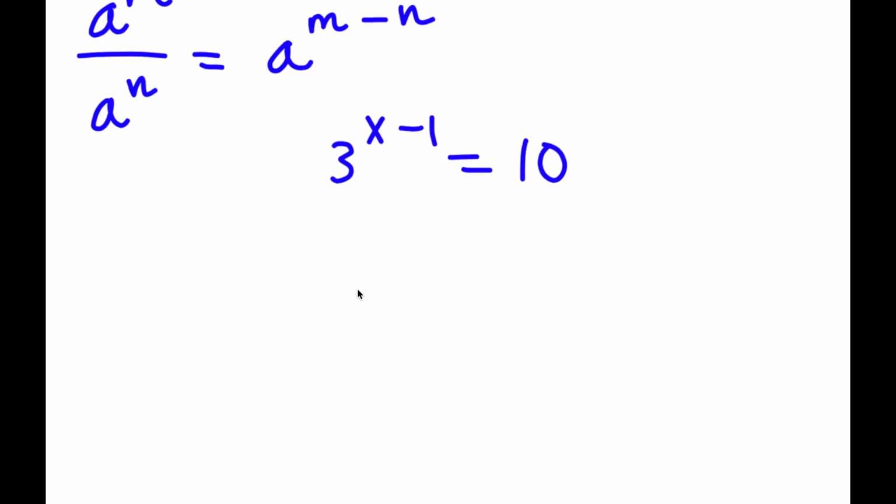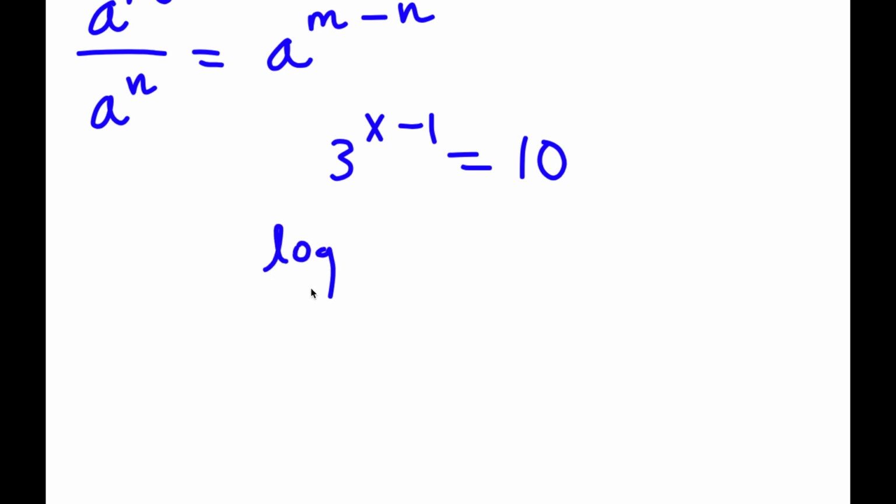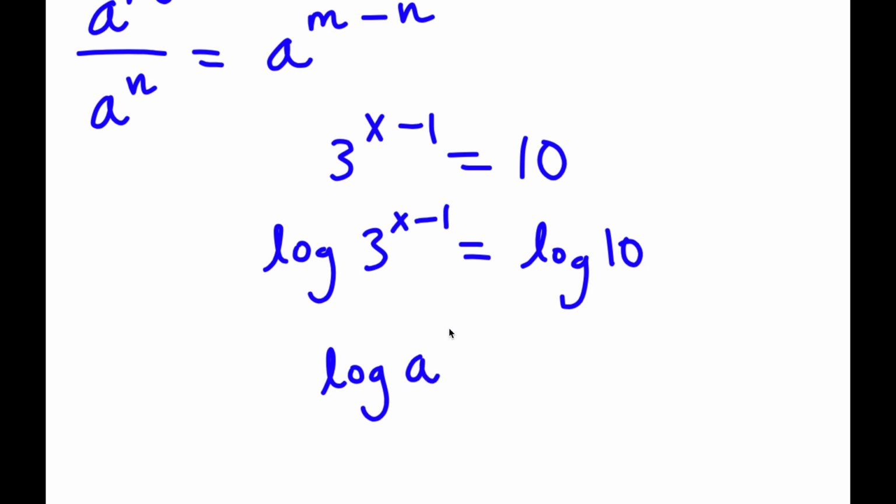So now to solve this, I'm going to take the log on both sides. So now I have log 3 to the power of x minus 1 is equal to log 10. Now an important property of logarithms is that if I have something in the form log a to the power of b, I can actually move this exponent b to the front of the logarithm. So this is going to equal b times log a.